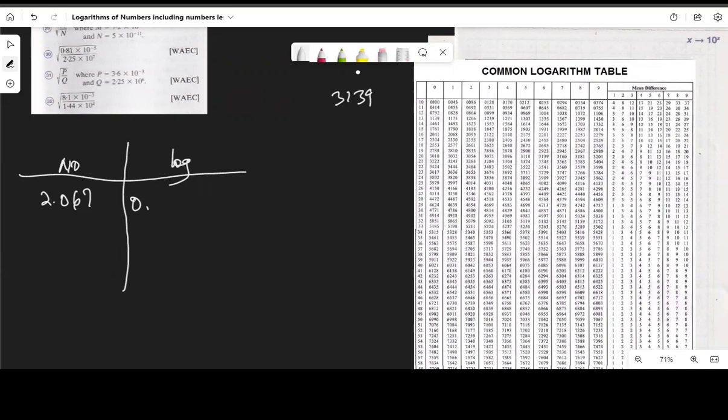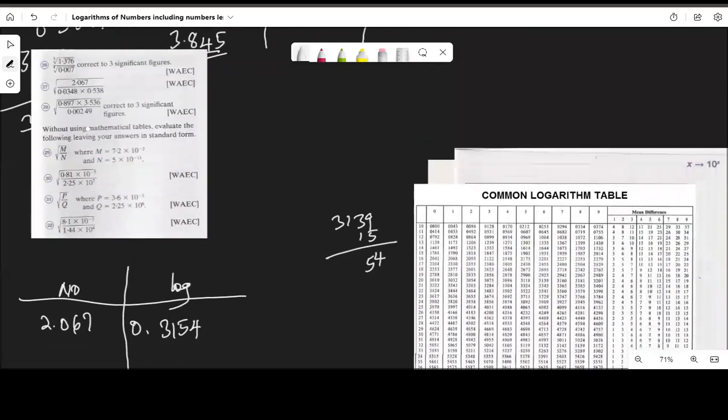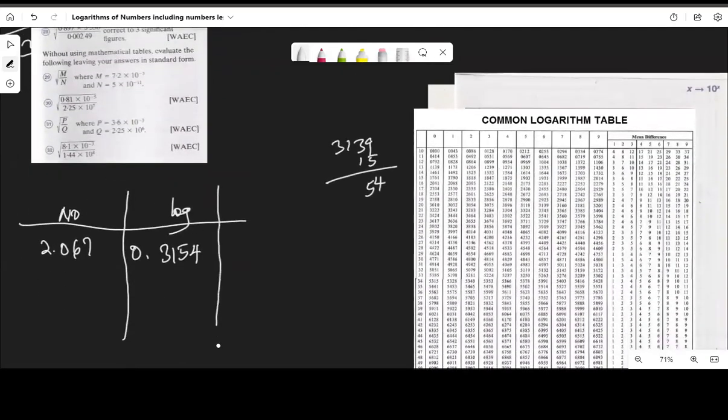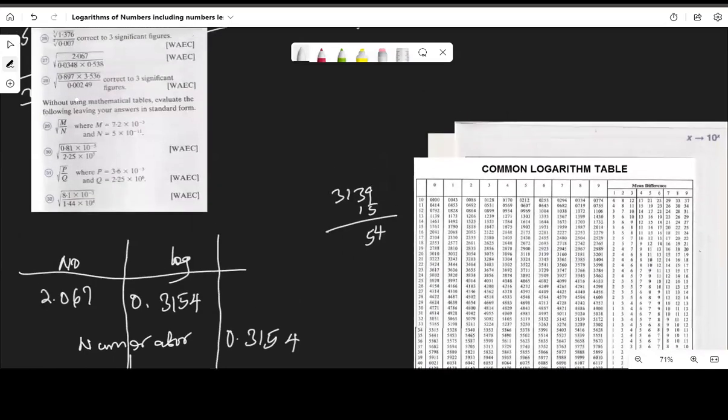15. 9 plus 5 is 14. Add 1, then that is 4 plus 1 is 5. So 3154. 3154 as the numerator. I'm going to use 3 columns here because I have a numerator and denominator. So my numerator is 0.3154.